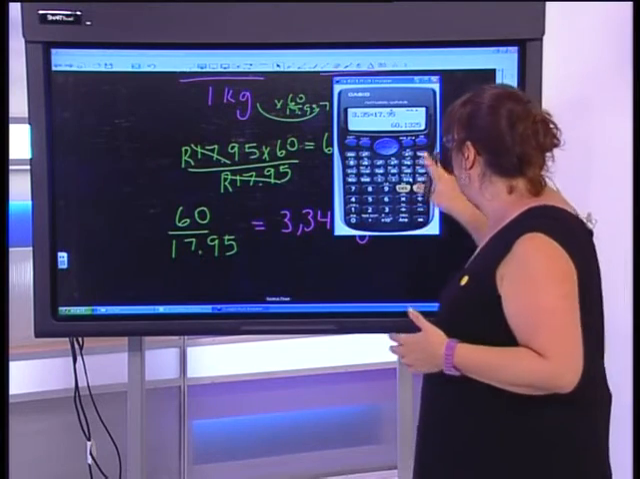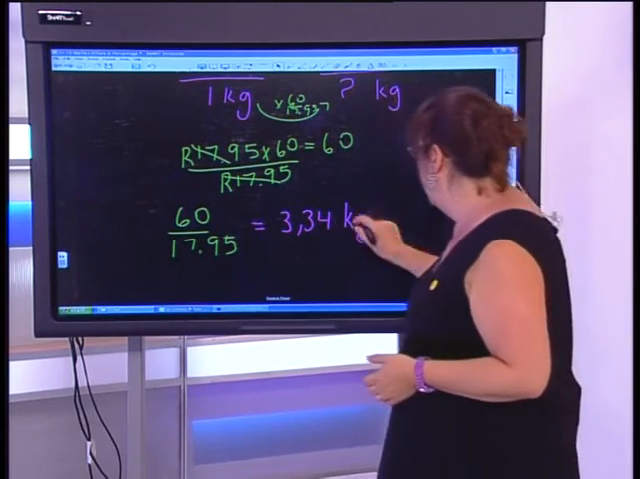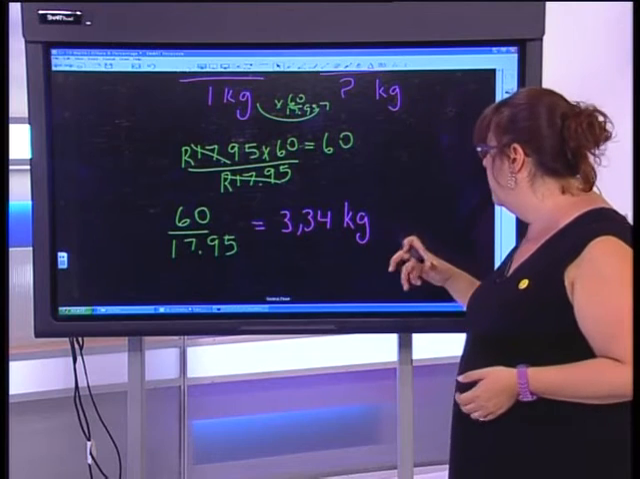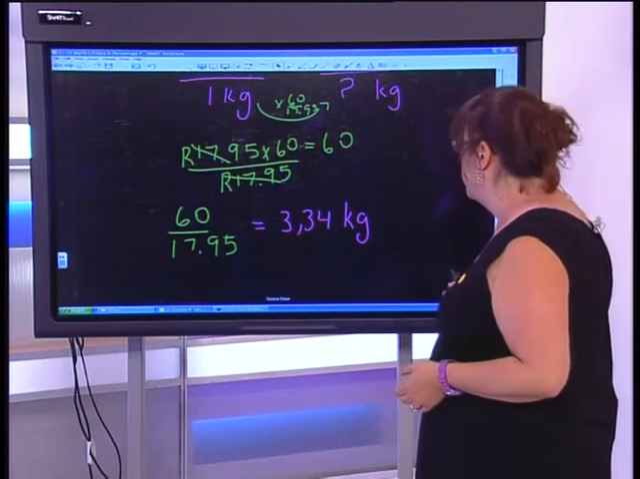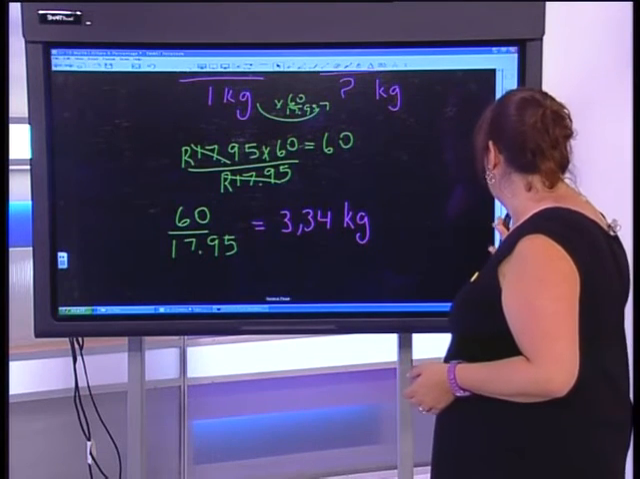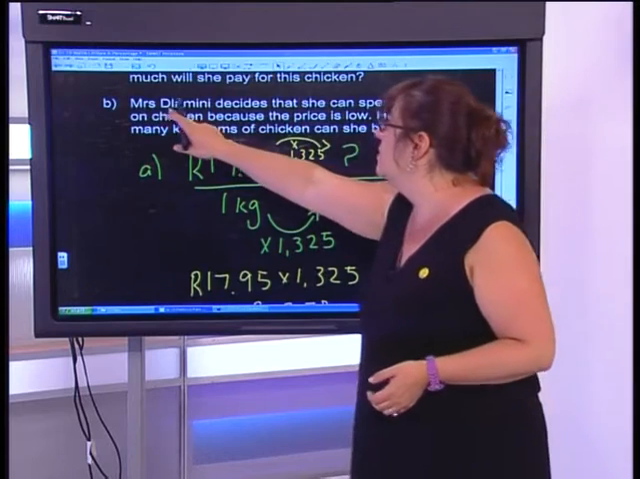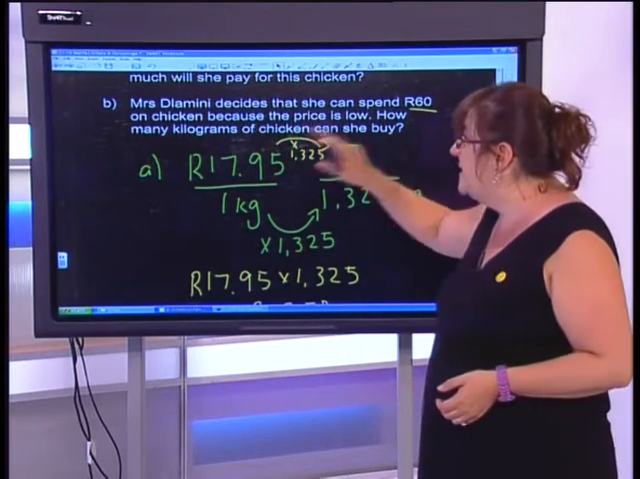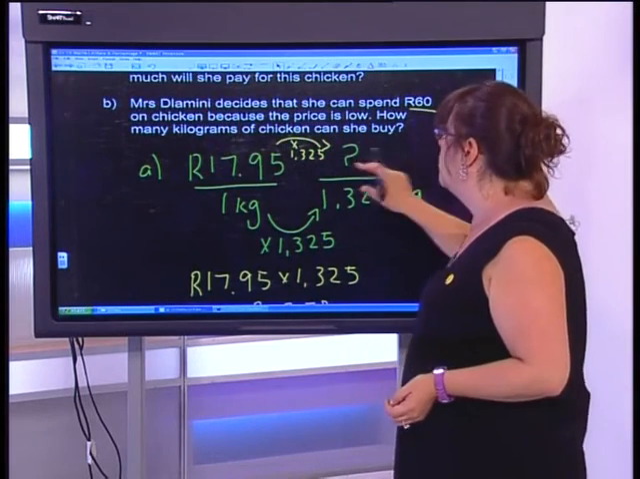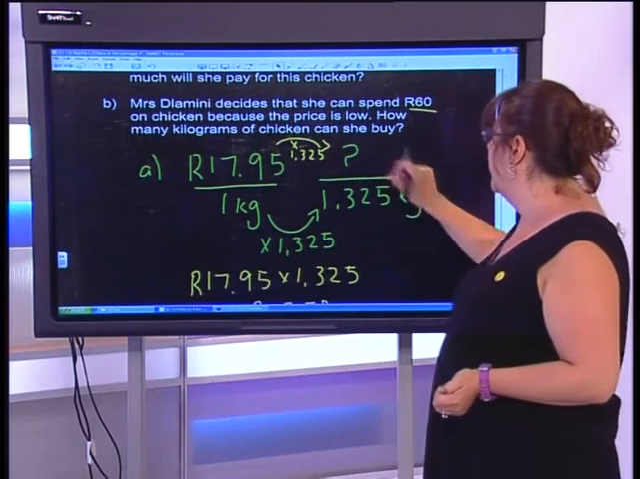And don't forget, we need our units. So our units was 3,34 kilograms, and that was the answer. Just go back, double check. Did we actually answer the question? We decided that she can spend 60 Rand on chicken because the price is low. How many kilograms of chicken can she buy?